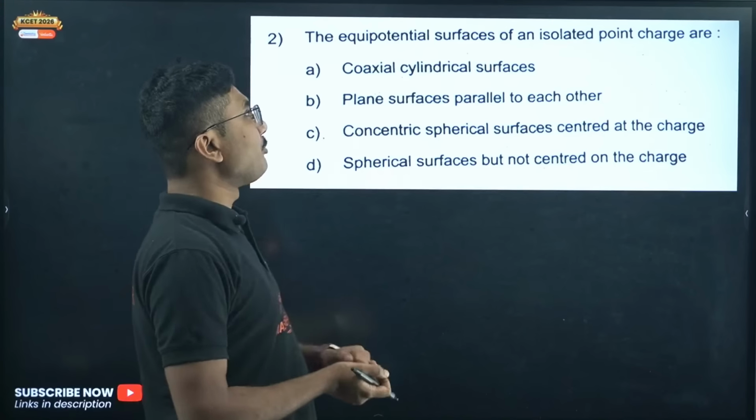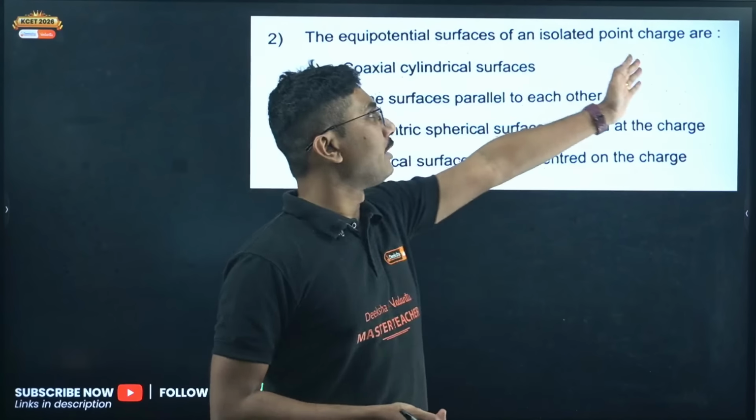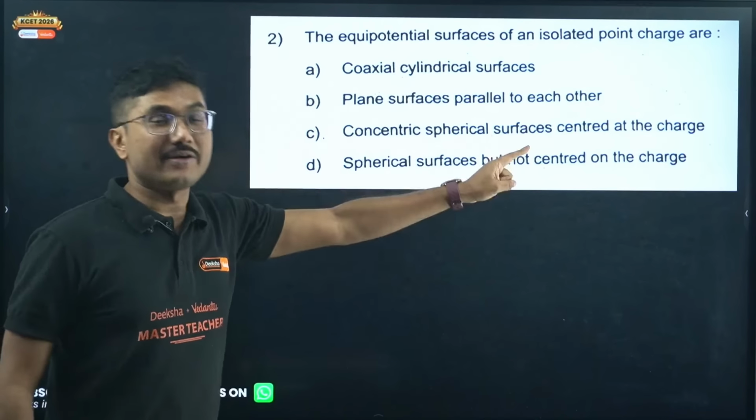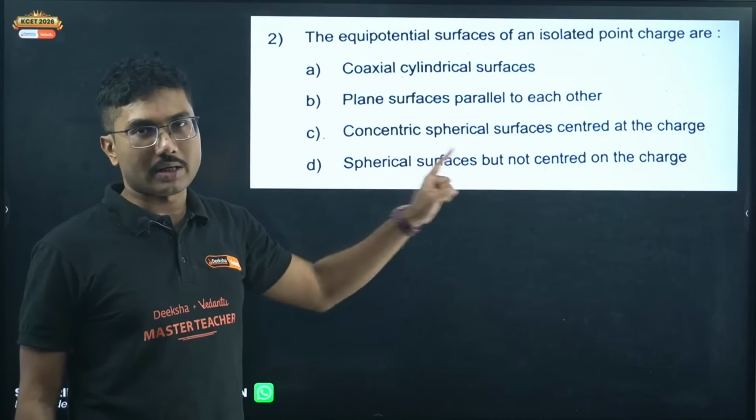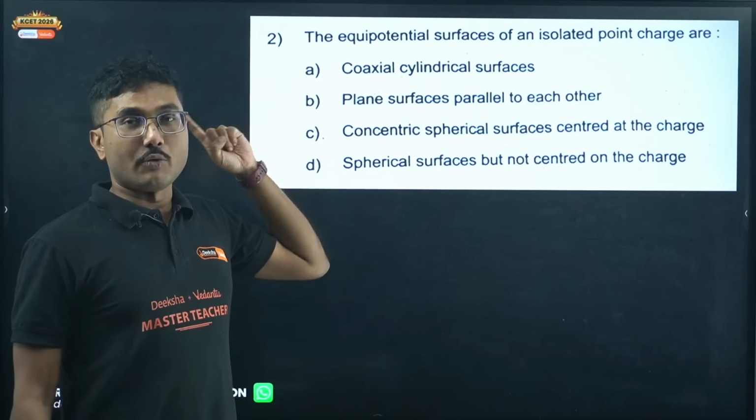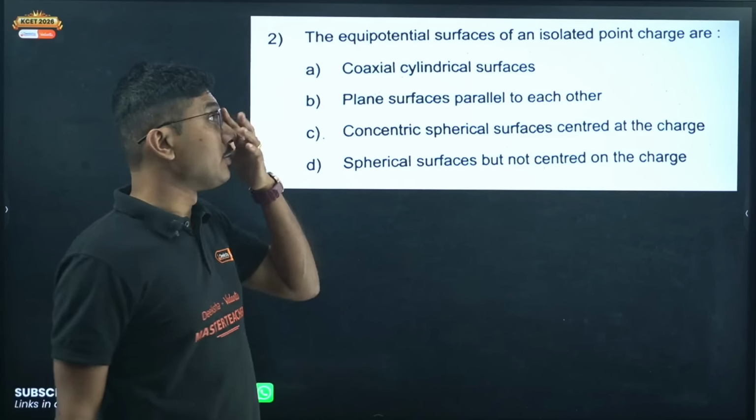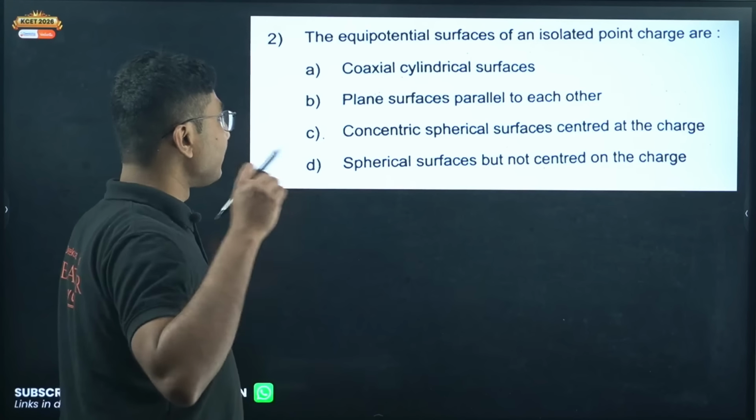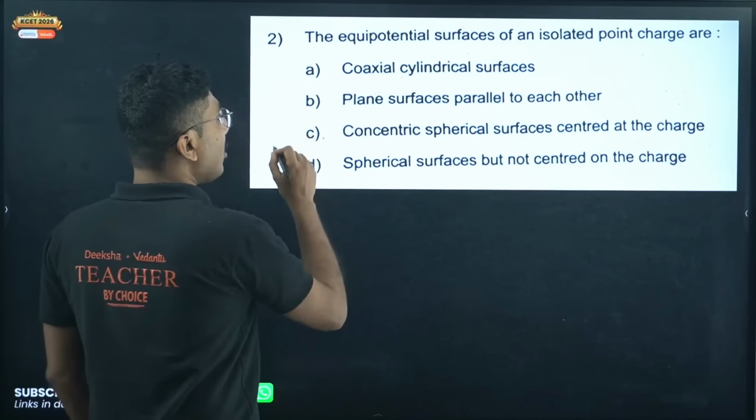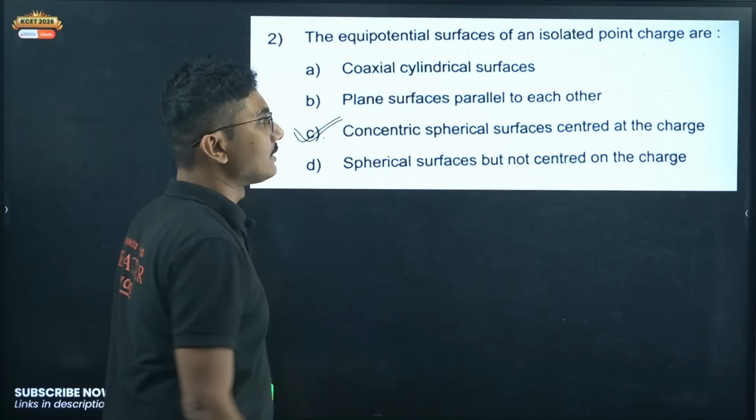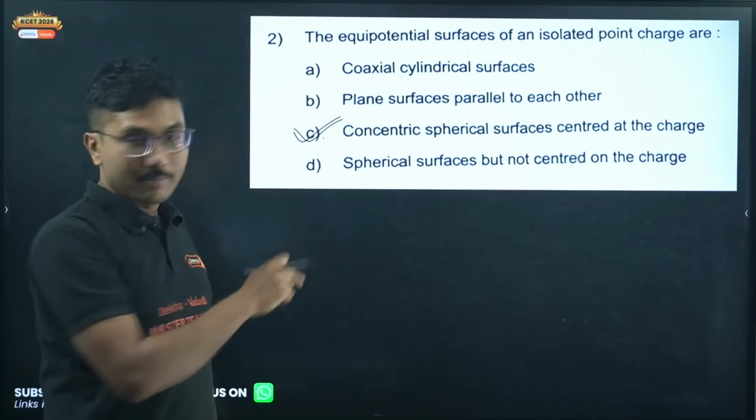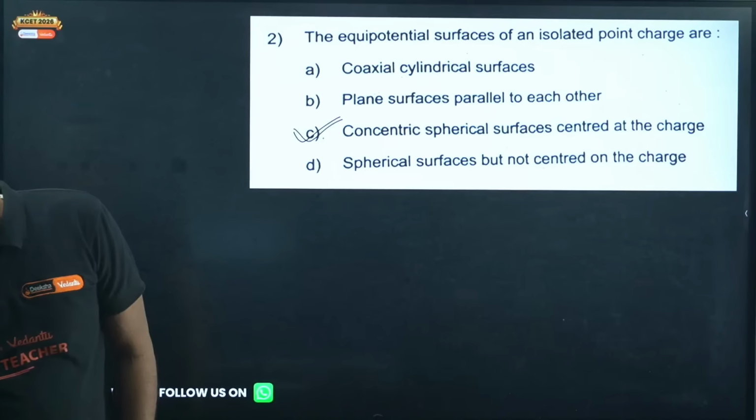Next, the equipotential surfaces of an isolated point charge. Now this question I have not done as an MCQ, but I have done it multiple times in 2 marker questions, where I have said what is an equipotential surface and what is the nature of the equipotential surface due to a point charge. It is a spherical surface, centered at the charge. Okay, concentric spherical surfaces centered at the charge. So that is the answer. So if you have marked this one, it will be correct, right?